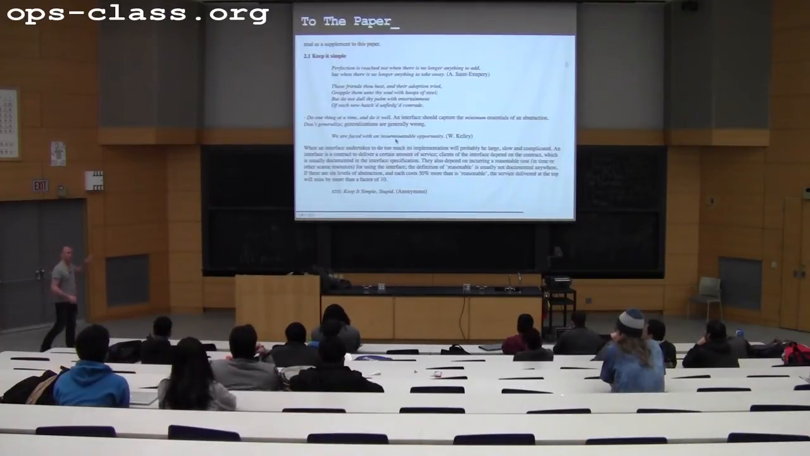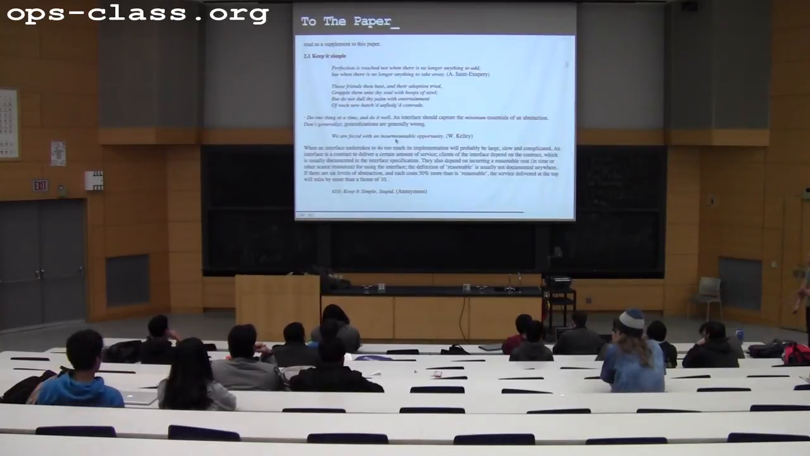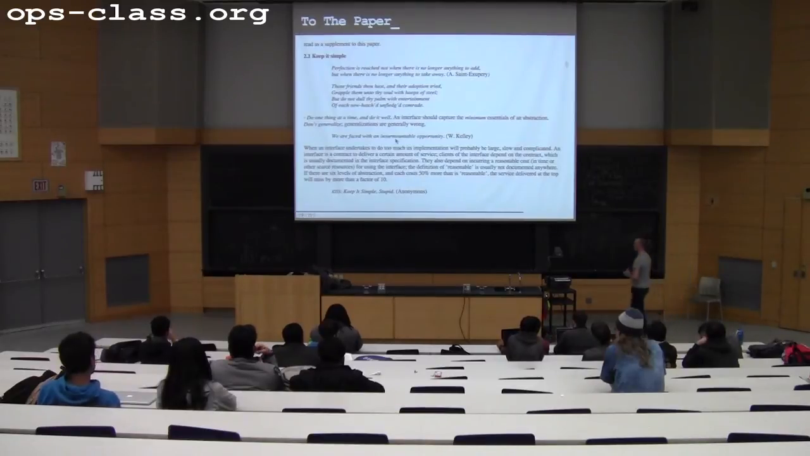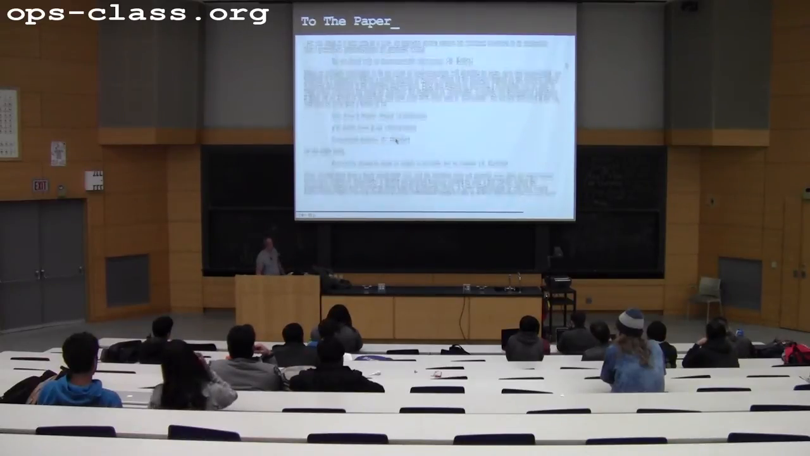So by keeping the interface simple, in this particular case, he's talking about designing an interface that accesses a single part of the system and only does the things necessary to interact with that particular part of the system. When an interface undertakes to do too much, its implementation will probably be large, slow, and complicated. And part of this, we've talked about interface design before in this course, comes back, again, to the contract that the interface represents with people who use it. The interface says, here are the things that I'm going to do. And if that contract gets too large, you as the implementer may find it difficult to deliver on all of the promises that the interface makes, right? I think there's a little bit more discussion here, and there's probably some examples, which would be great.